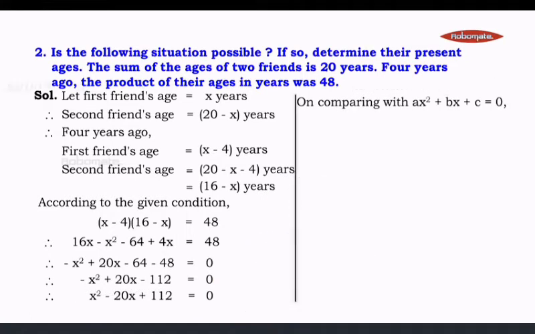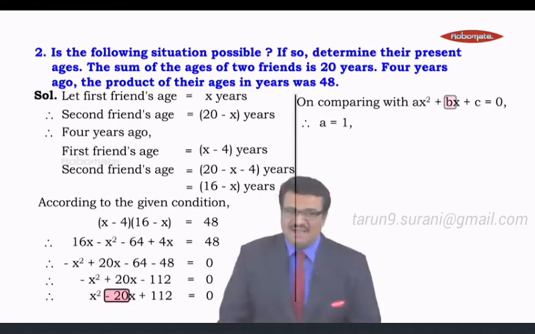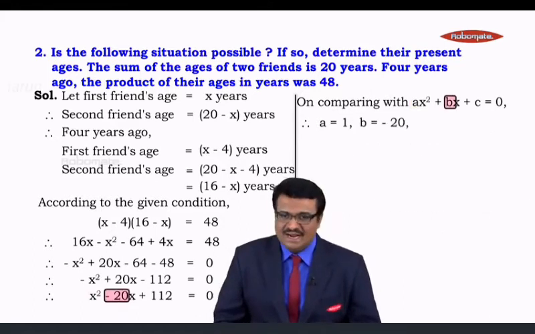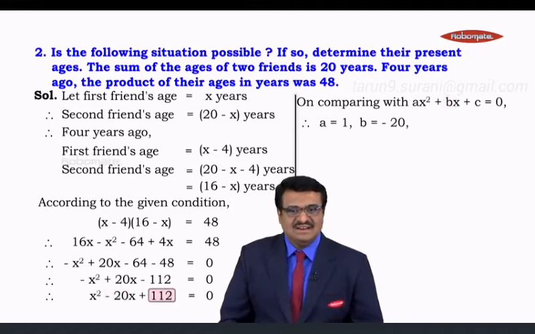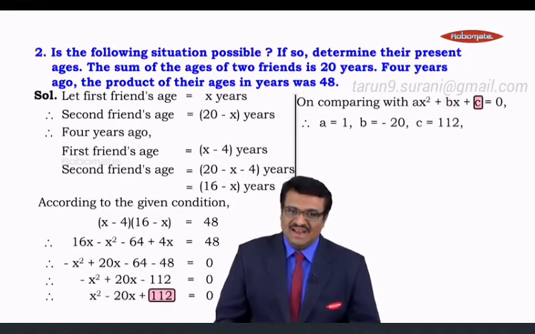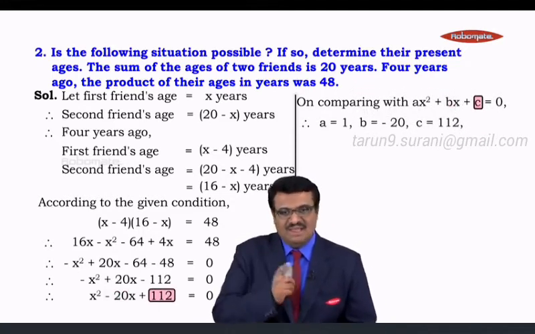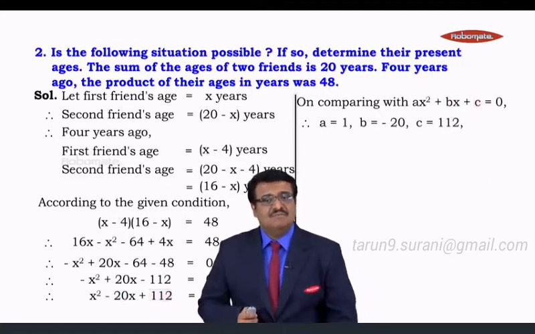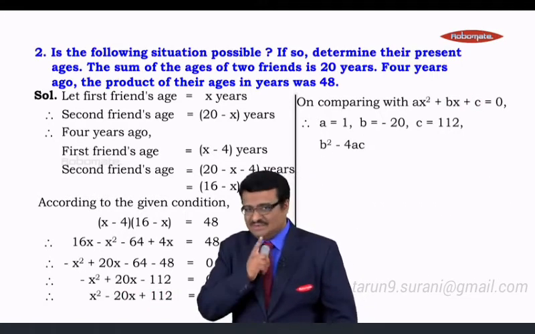So let us compare with ax square plus bx plus c is equal to 0 and note down the values of a, b and c. A is the first number with x square, that is a is equal to 1. Then b is the second number, coefficient of x, which is minus 20. We always take it with the sign, you know that. And c is the constant term, which is 112. Right? And once you note down the values of a, b and c, quickly we will find the value of b square minus 4ac. Always we do that, isn't it?